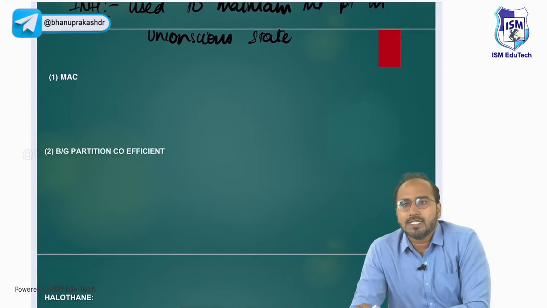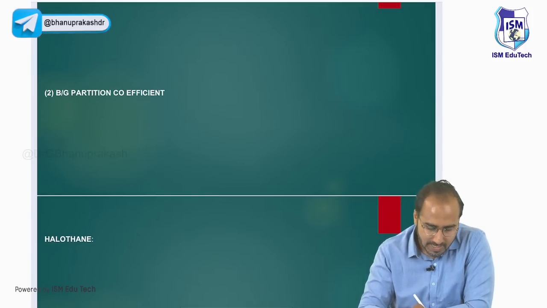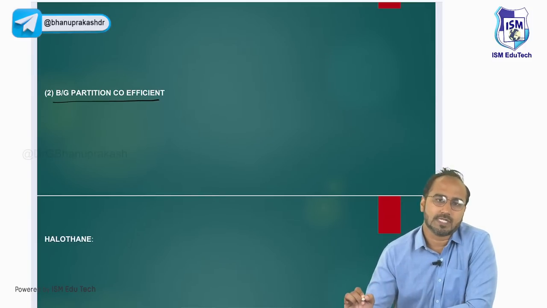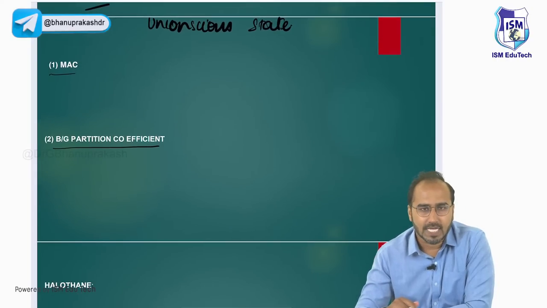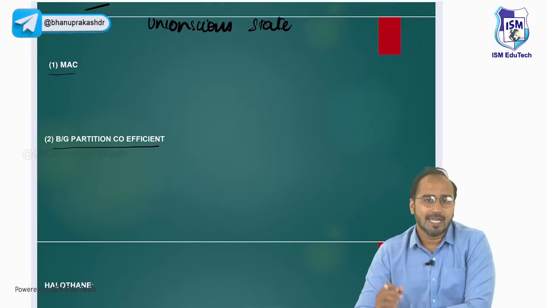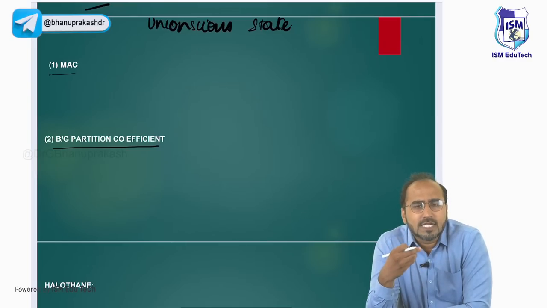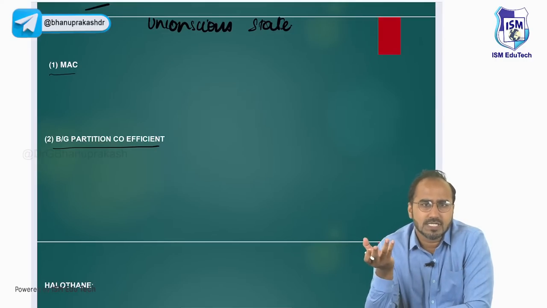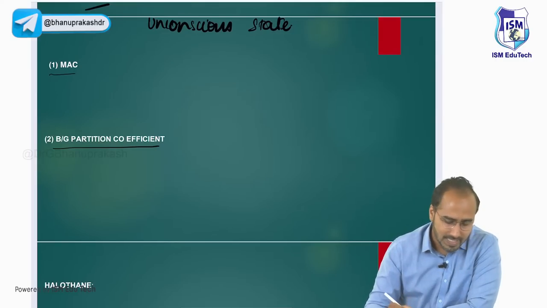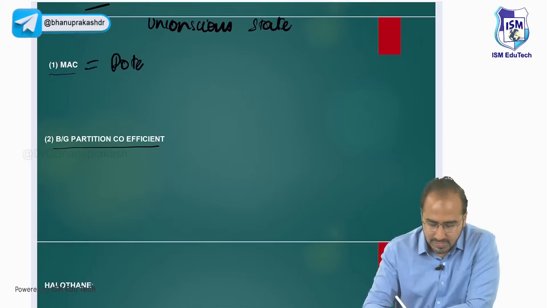So remember, guys, inhalational agents work on two principles. The first principle is MAC. The second principle is blood gas coefficient. What is MAC? The full form of MAC is minimal alveolar concentration. That is, how much concentration of inhalational agent is required to produce unconsciousness. That is MAC. So remember, inhalational agents depend on MAC and blood gas coefficient. MAC indicates the potency of the inhalational agent.